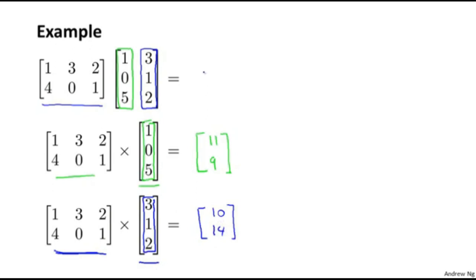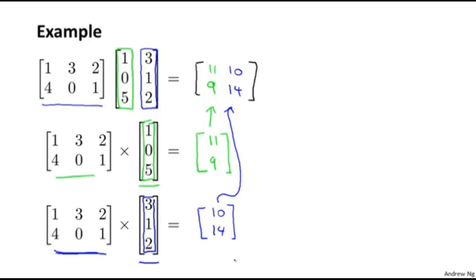Then I'm just going to take these two results and put them together, and that'll be my answer. So the outcome of this product is going to be a 2 by 2 matrix, and the way I'm going to fill in this matrix is just by taking my elements 11, 9 and plugging them here, and taking 10, 14 and plugging them into the second column. Okay, so that was the mechanics of how to multiply a matrix by another matrix.